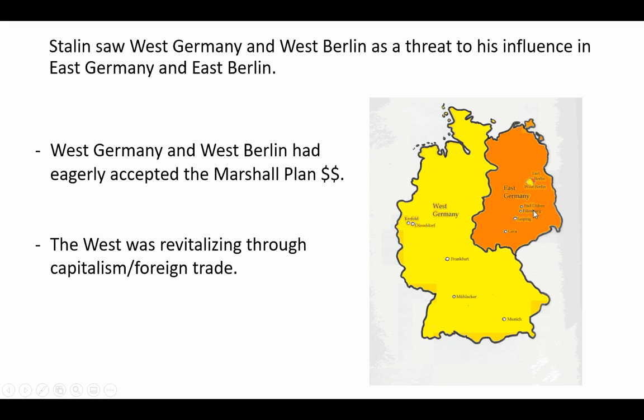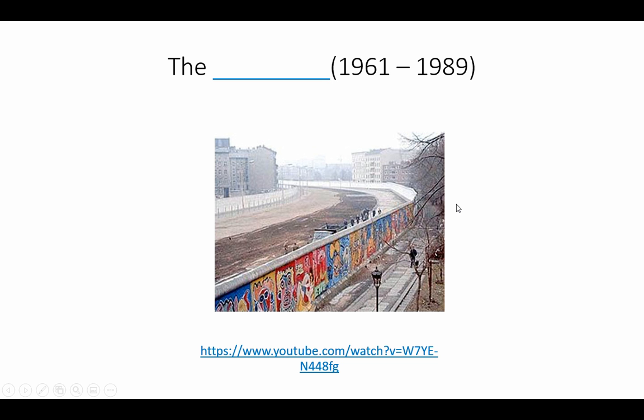So people in East Germany started to make their way into West Berlin, because once they got into West Berlin, they were allowed free travel from West Berlin into West Germany. And so a wall was built in West Berlin.